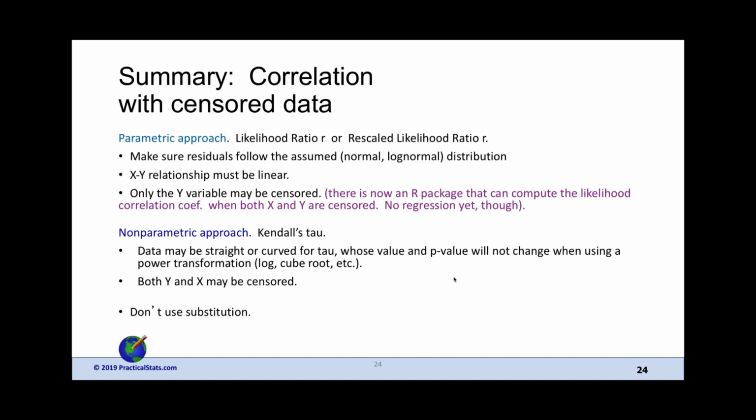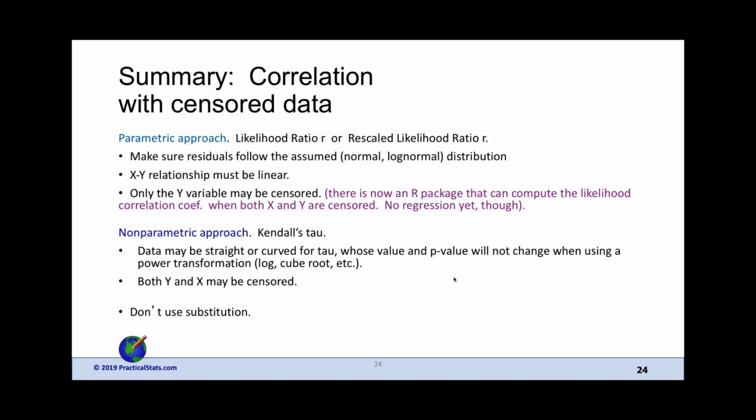For the parametric approach, I would use the rescaled likelihood ratio R, or Nagelkerke. The only downside of that correlation coefficient is either a long name or a difficult to pronounce human's last name. It works very well. Make sure the residuals follow the assumed normal or log normal distribution, that your XY relationship is linear, and only the Y variable may be censored.